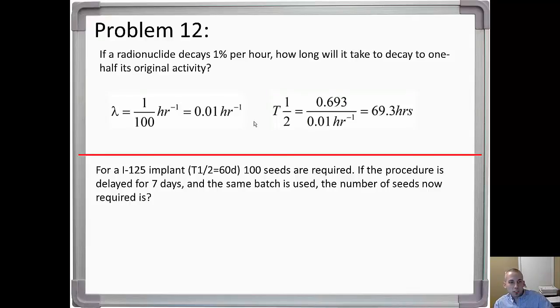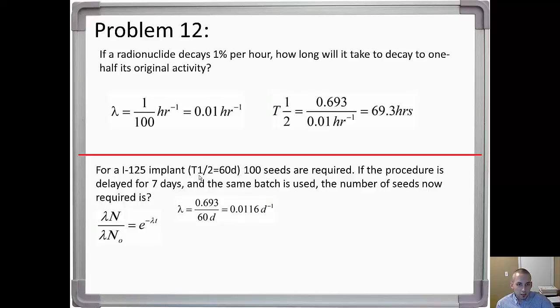Okay, so next question. For an iodine 125 implant, the half-life is 60 days. 100 seeds are required. But if the procedure is now delayed for 7 days, the same batch is used. The number of seeds now required is... so we have time and half-life, but we're going to need the decay constant. But here's our formula.